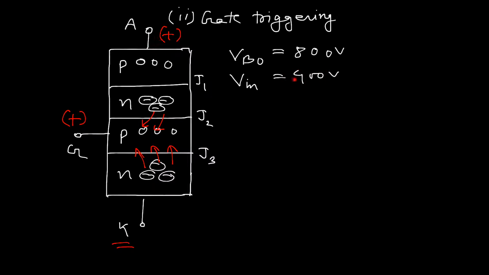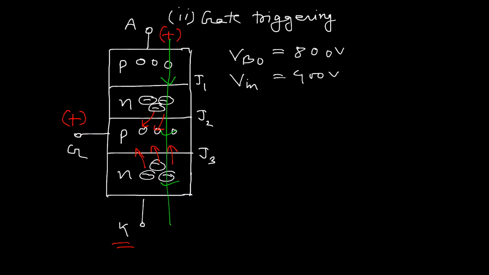That means if we apply 400 volt to the cathode, and by application of a small biasing voltage across the gate terminal, the device is in a working state. Then the anode current can easily flow from anode to cathode in this direction. That means we can conclude that without application of the gate terminal, the breakover voltage is much higher, around 800 volt.